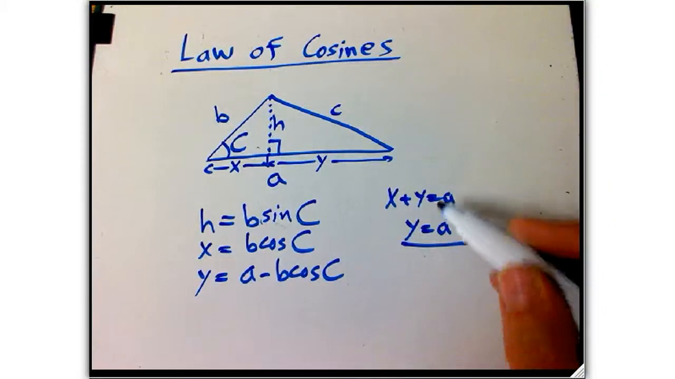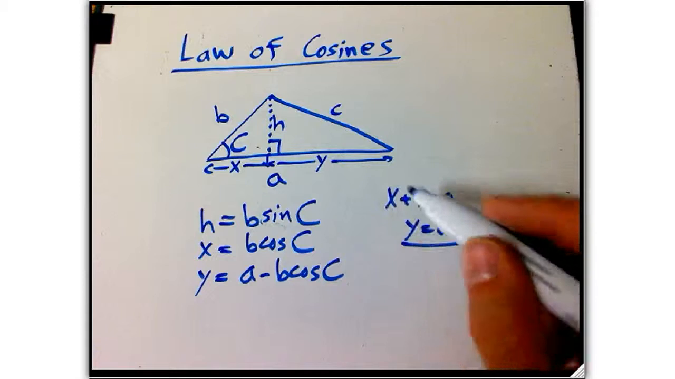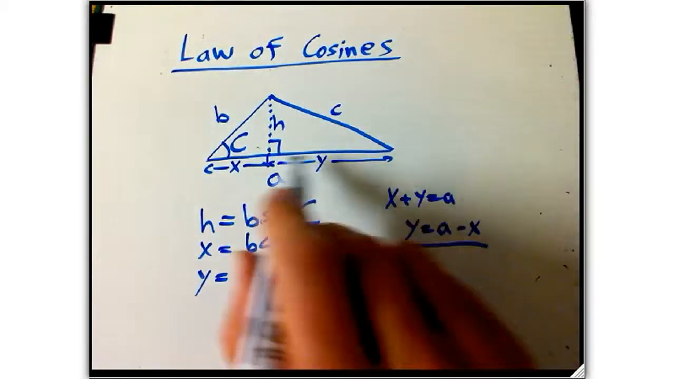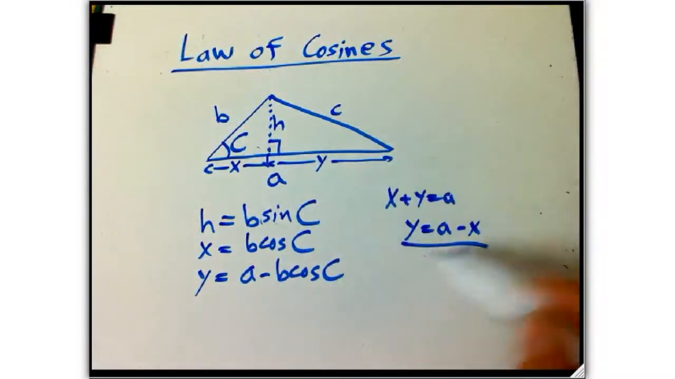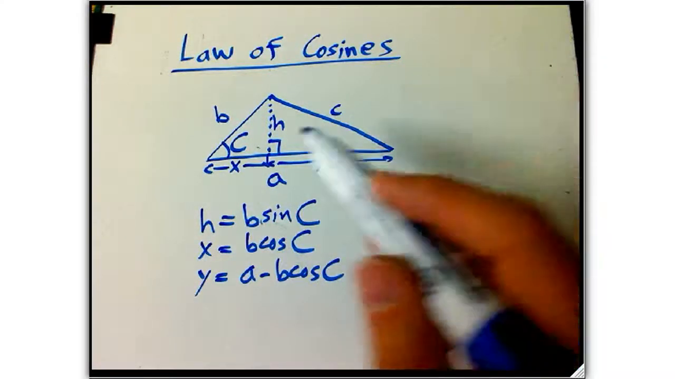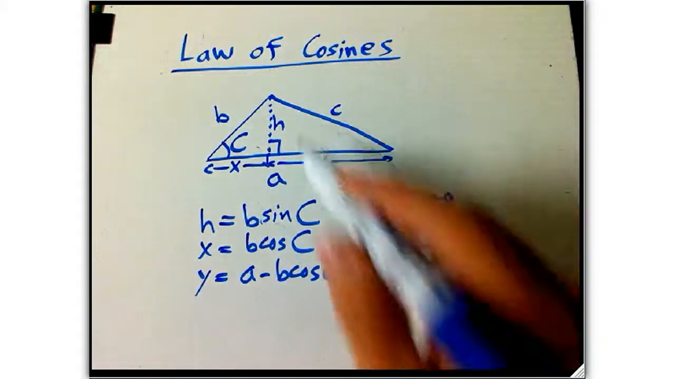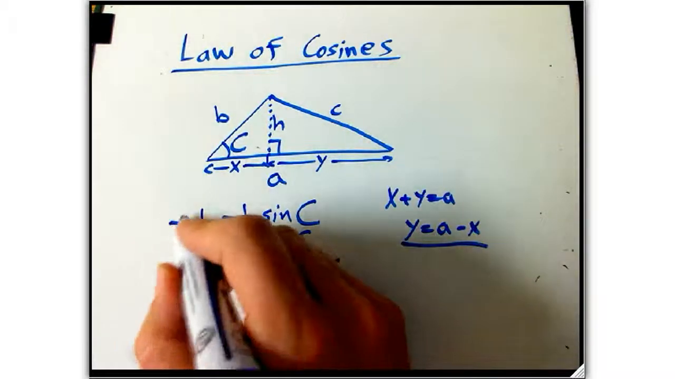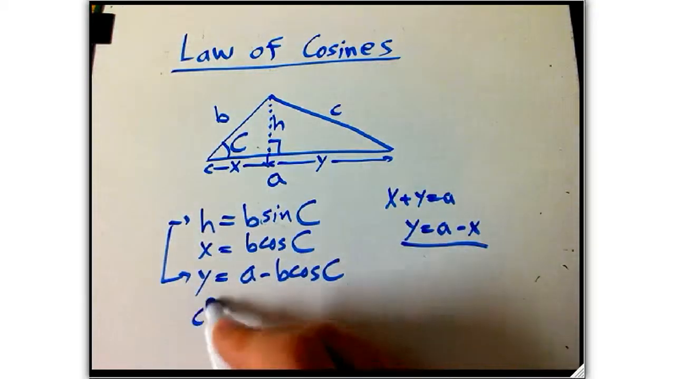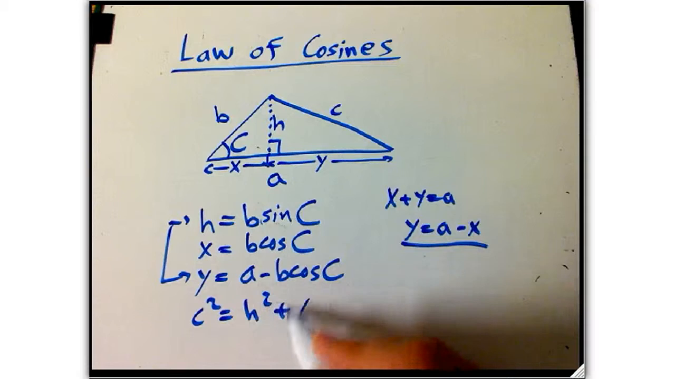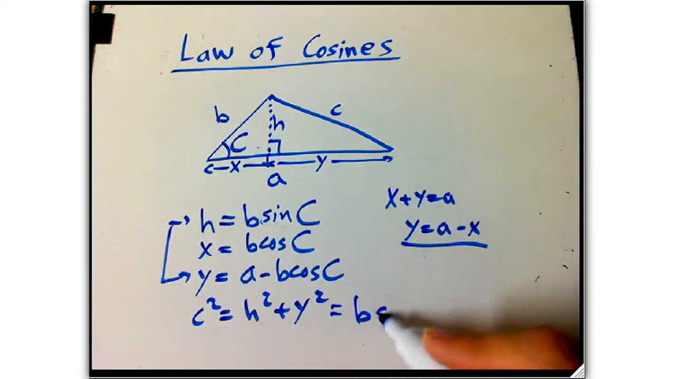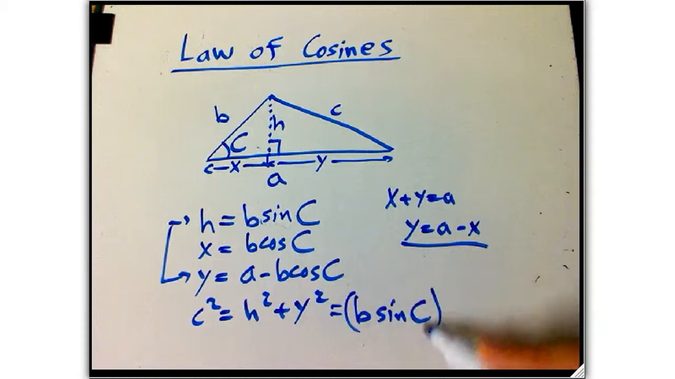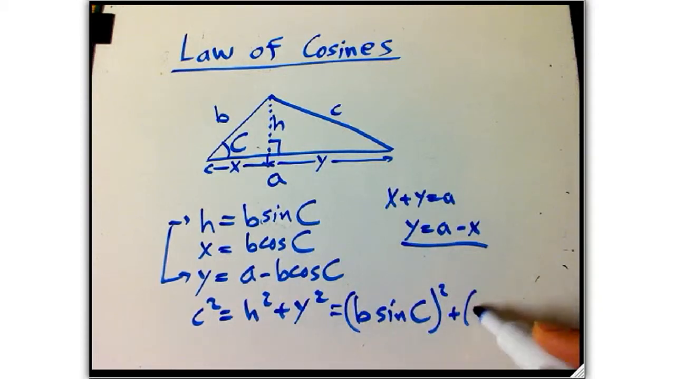Notice that that's actually the kind of algebra that goes into what happens if you have a boat problem and the boats are either going toward or opposite each other along a line. The other thing that came into special cases of the boat problem was Pythagoras, and that's what we used to finish off the problem. Once we know h and y, we know that c squared is h squared plus y squared. So that's going to be b sine C all squared plus a minus b cosine C all squared.